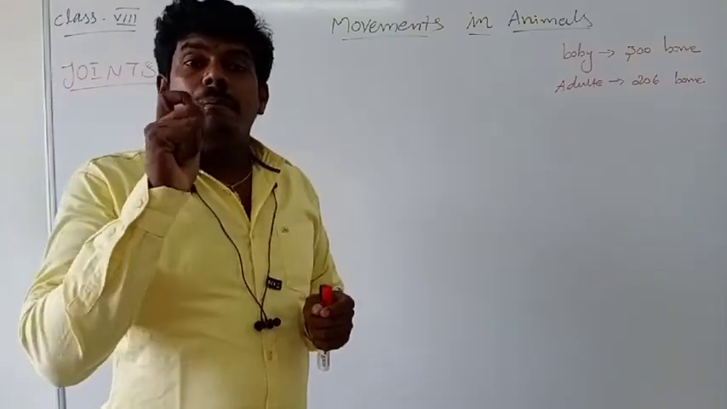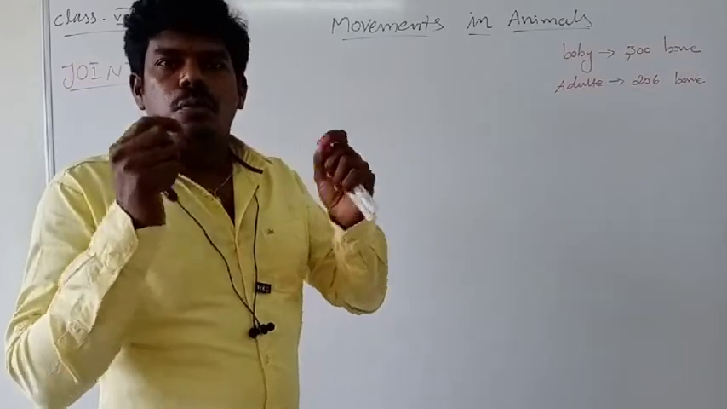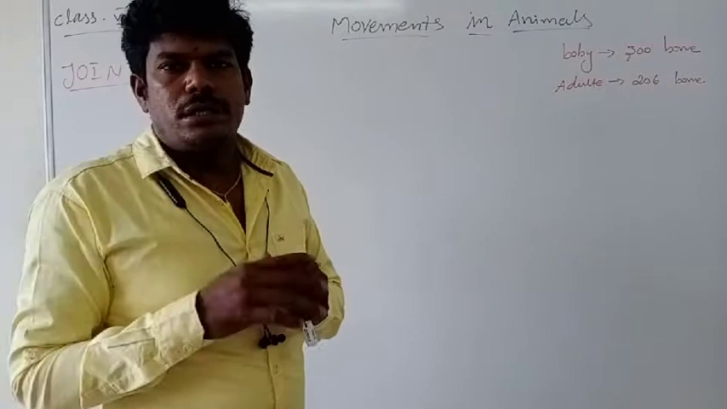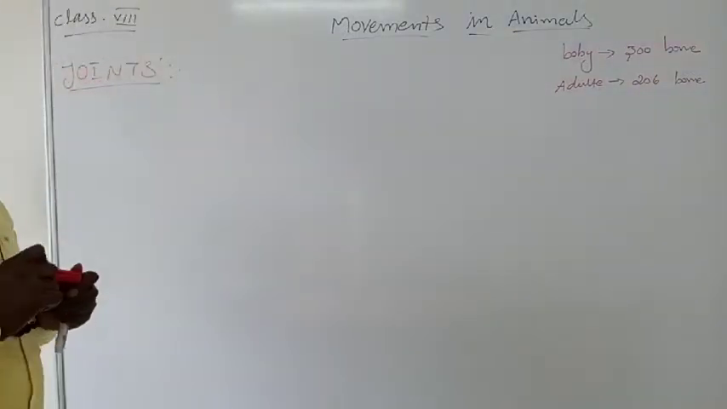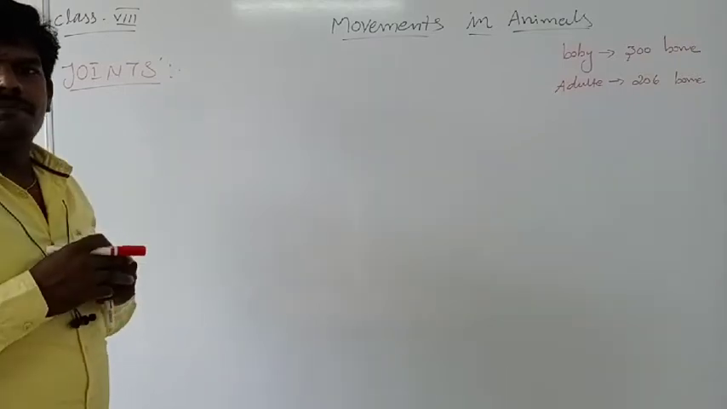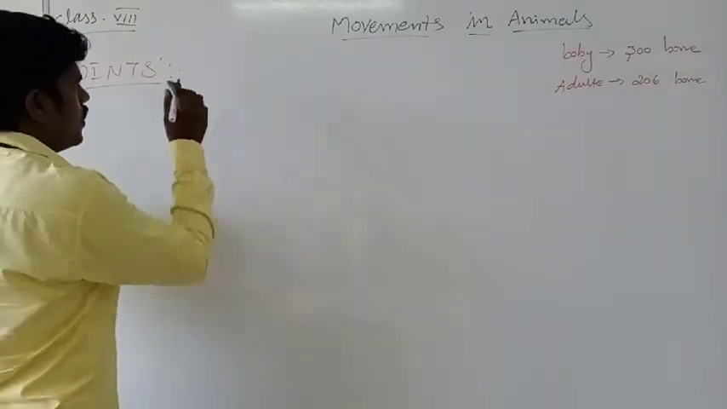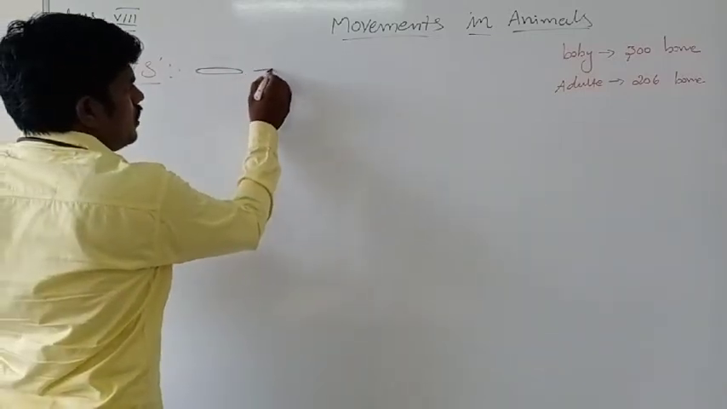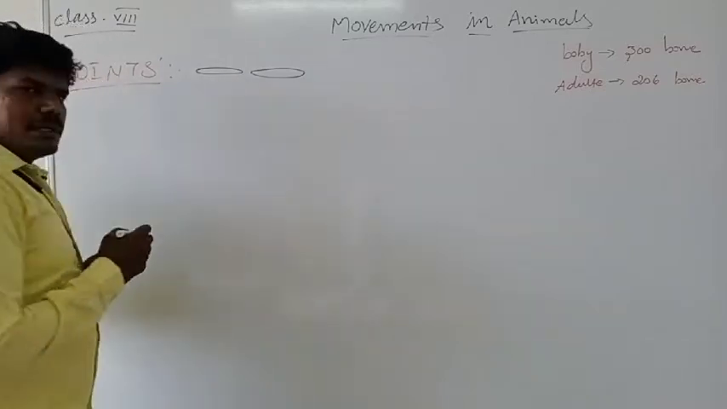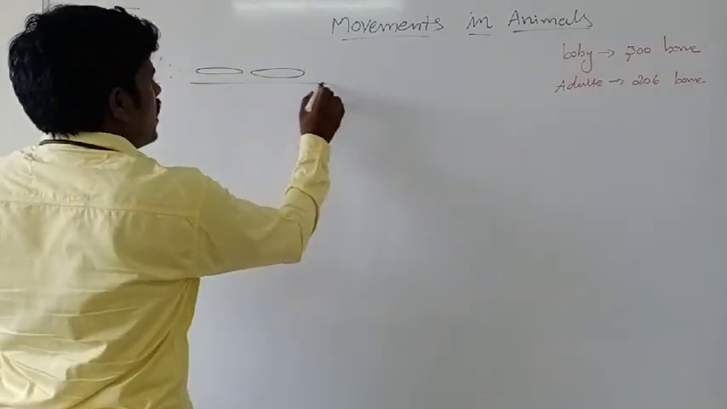Where do they meet? At which place will two bones meet? That meeting point is called a joint. So a joint is nothing but the connection between two bones. That means one bone is present here and another bone is present there, joining at a point.